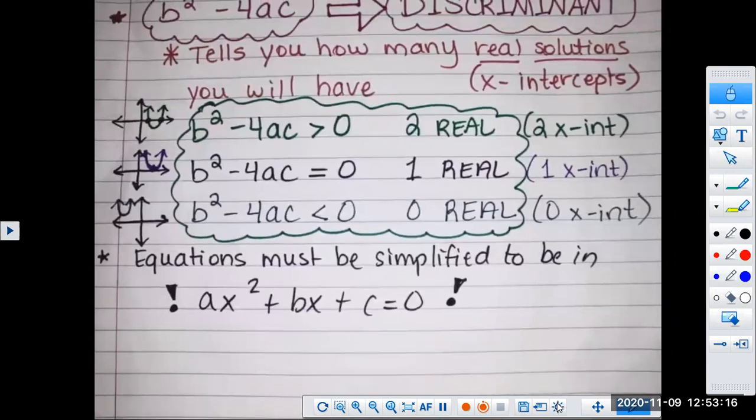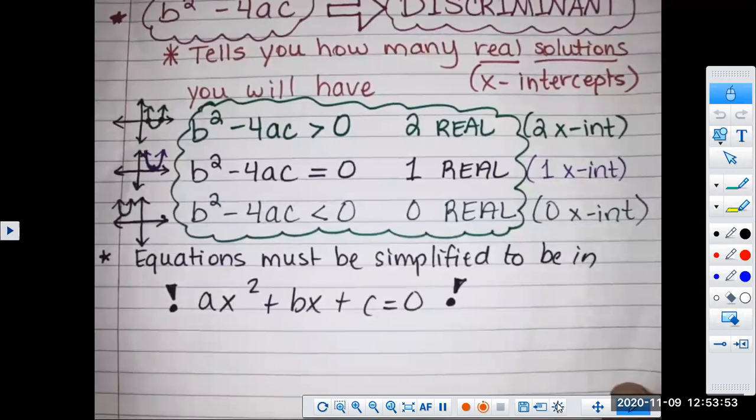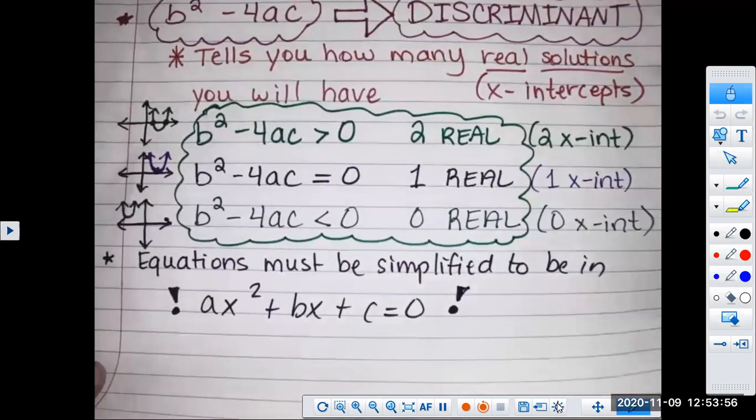So how many real solutions or x-intercepts do you have if your discriminant is 0? How many do you have if it's negative? 0 and positive 2. All right, does anybody need this still?